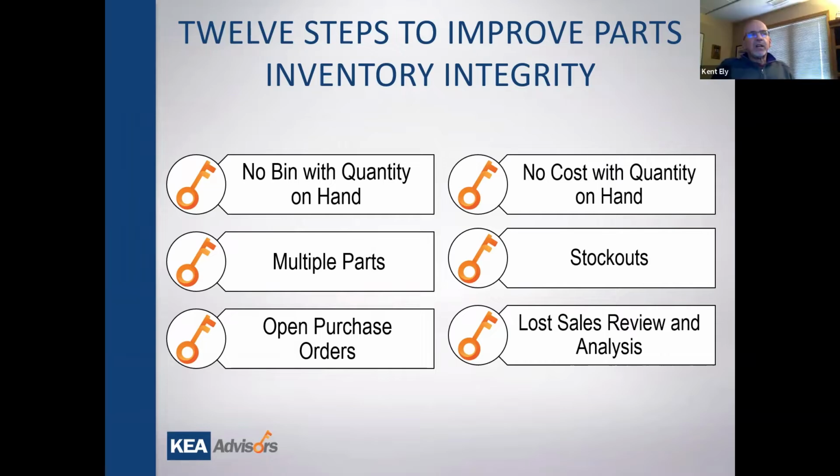Our second step that we talk about here on the right is no cost with quantity on hand. So very similar to those parts that don't have a bin assigned to them. Each part that we have on hand needs to have a cost associated with it, for two reasons. Number one, as we spoke about on the previous slide, making sure that our two inventory values will reconcile with each other. We need that information to make sure that they'll reconcile.